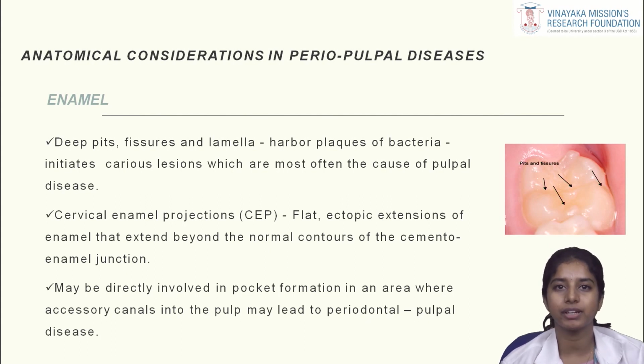The second one, we have cervical enamel projections. These are flat ectopic extensions of the enamel, and they extend beyond the normal contours of the cemento-enamel junction, that is CEJ. These cervical enamel projections are directly involved in pocket formation in an area where accessory canals into the pulp may lead to endoperio disease.